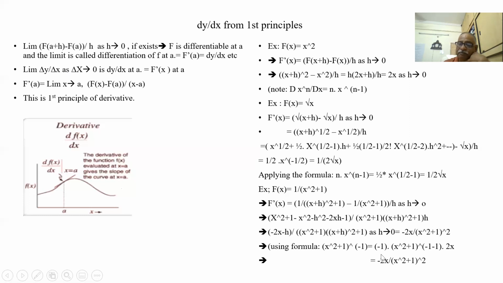It is like that. Minus 1 by u square into du. If it is 1 by u, the differentiation is minus 1 by u square into du. So minus 1 by x square plus 1 whole square into what is du? Du is 2x. We have just seen x square differentiation is 2x. So 2x. So minus 2x by x square plus 1 whole square is nothing but u to the power of minus 1. So minus 1 into u to the power of minus 2. So this is what I am getting. Okay.